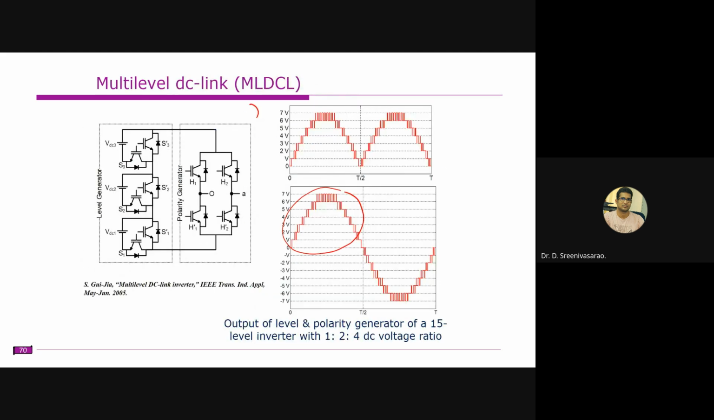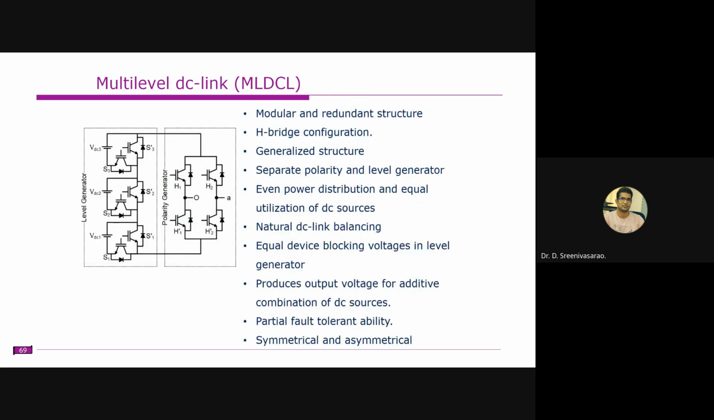So here, these two switches are on for this voltage. The switches in the H bridge are operated at the fundamental frequency, but they are supposed to block the full DC link voltage. You require fewer switches when compared to the cascade H bridge. Understood?